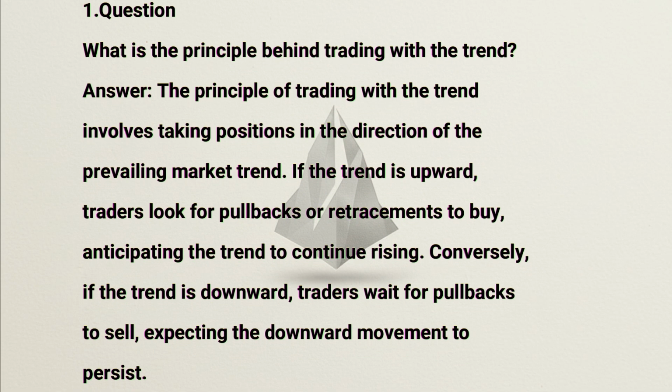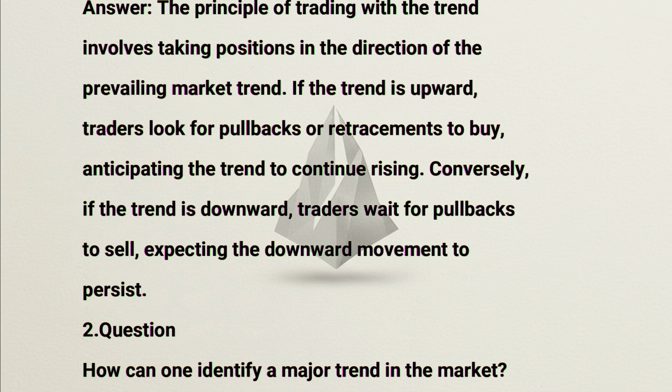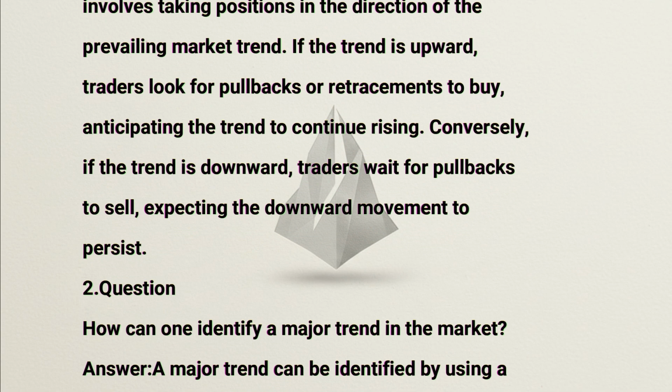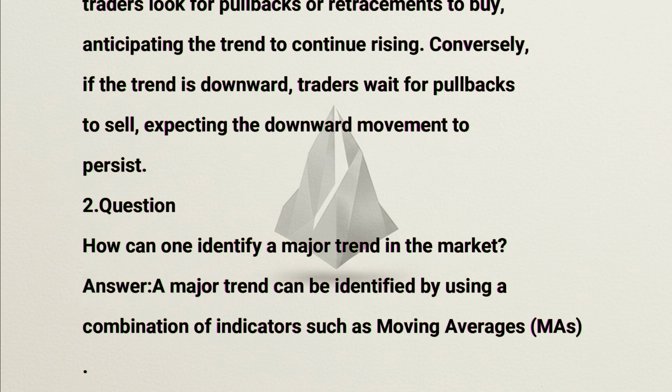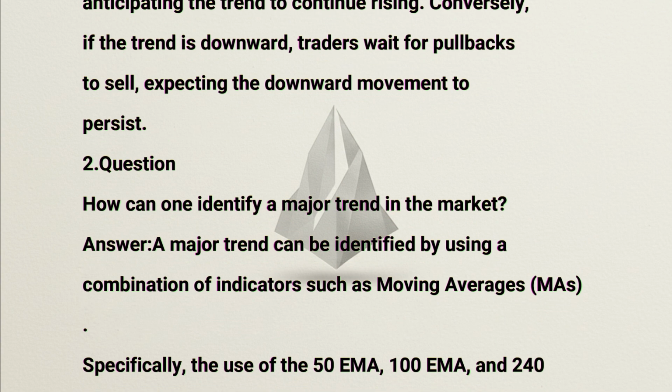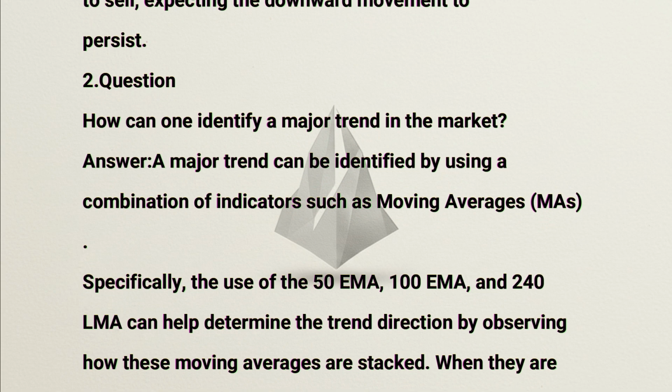Conversely, if the trend is downward, traders wait for pullbacks to sell, expecting the downward movement to persist. 2. Question: how can one identify a major trend in the market? Answer: a major trend can be identified by using a combination of indicators, such as moving averages, MAs.